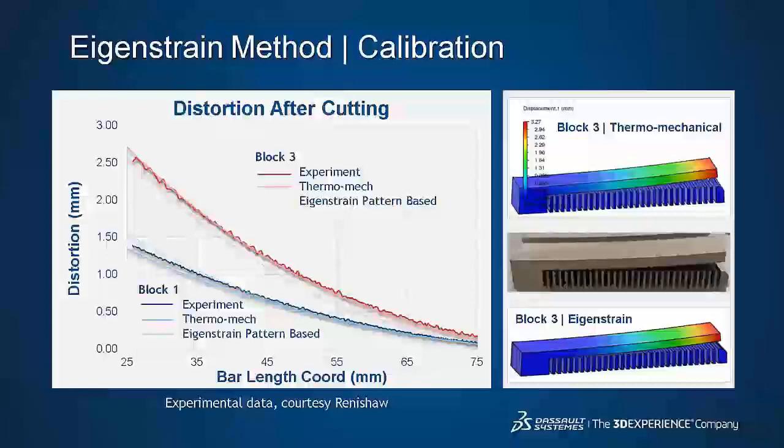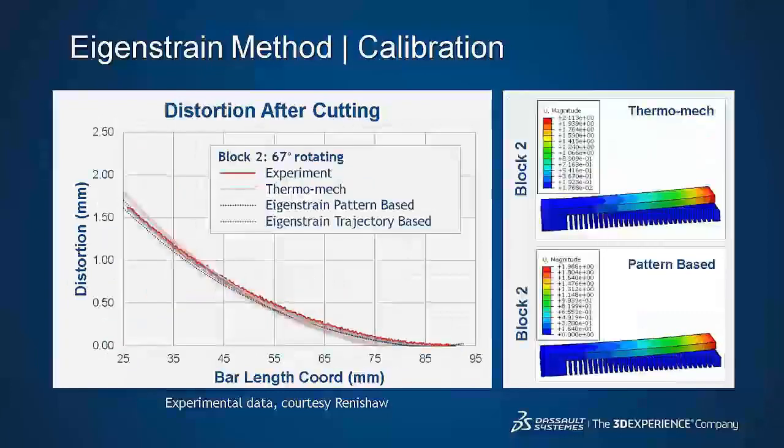So here we show the calibration result using a single Eigenstrain tensor that is validated for both 0 and 90-degree scan patterns. It is shown that both the thermomechanical approach and the Eigenstrain approach match the experimentally measured distortions after the support cutting. The deformation mode and the magnitude are matching very well.